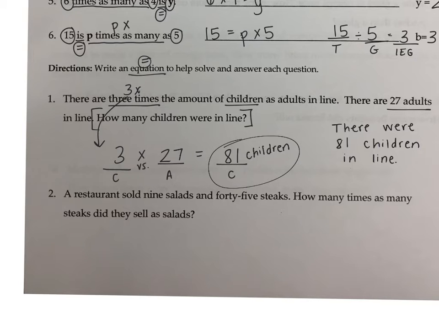All right, let's try number 2. A restaurant sold 9 salads and 45 steaks. How many times as many steaks did they sell as salads? First thing we're going to do is bracket the question. We're looking for how many times as many steaks did they sell. So our answer is going to be in times. Let's see, they sold 9 salads, and I'm going to put the actual number 9 above the word. And 45 steaks. How many times as many steaks did they sell as salads?